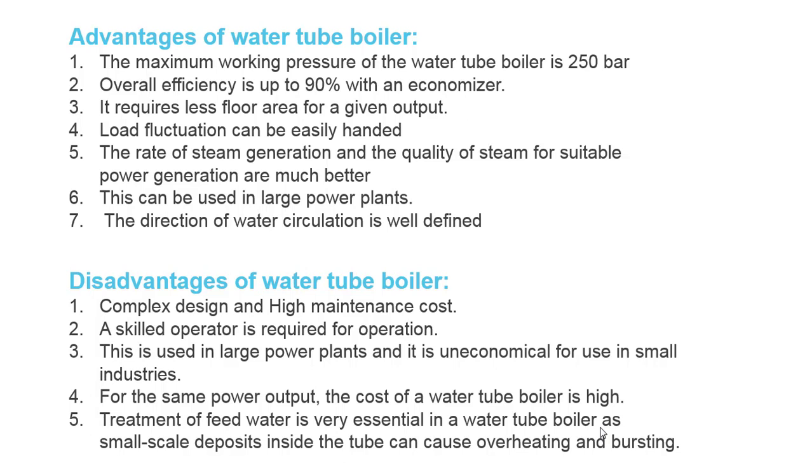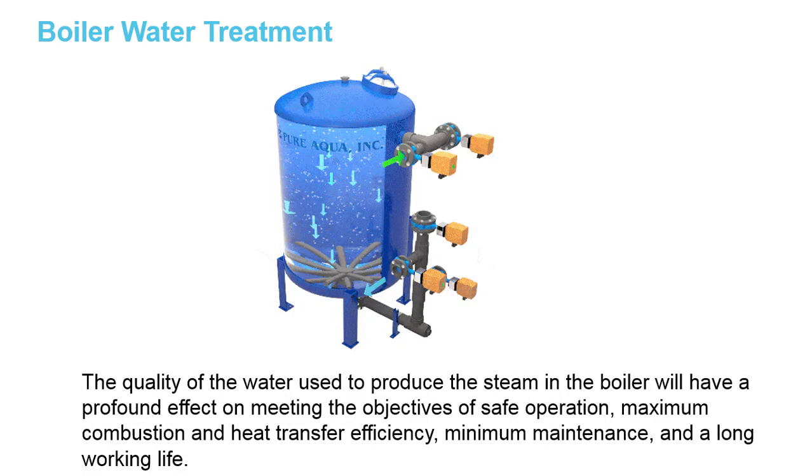Point number 5, treatment of the feed water is very essential in a water tube boiler, as small scale deposits inside the tube can cause overheating and bursting of the boiler or tube. Water treatment is very important for the healthy operation of the boiler. The quality of the water used to produce the steam in the boiler will have a profound effect on meeting the objectives of safe operation, maximum combustion and heat transfer efficiency, minimum maintenance and a long working life.